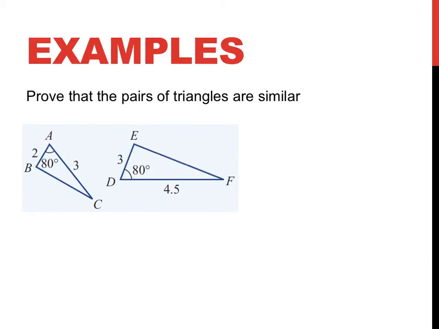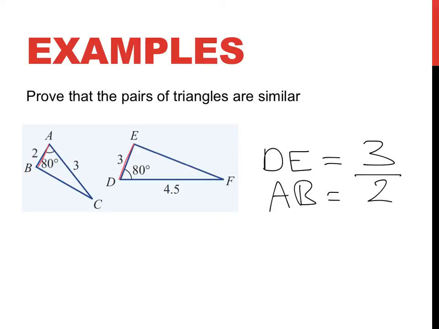Okay, let's have a look at this example here. Side DE here is 3. Now its corresponding side, so the 80 degrees was at the bottom, its corresponding side is the 2 going up. So its corresponding side was AB, which is 2. Okay, 3 divided by 2 equals 1.5.